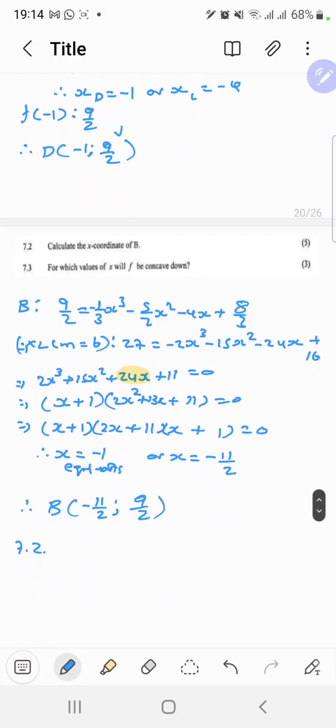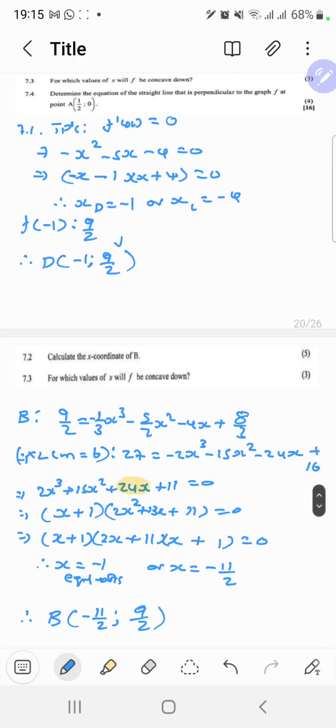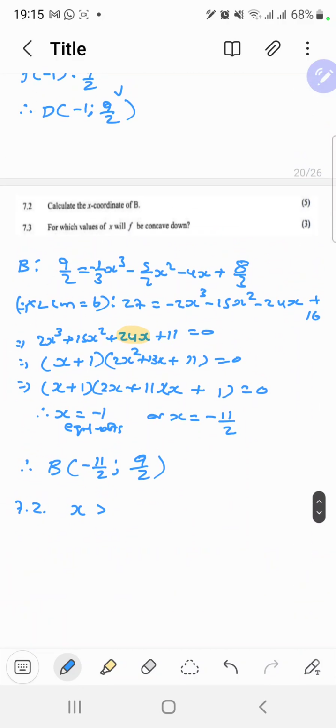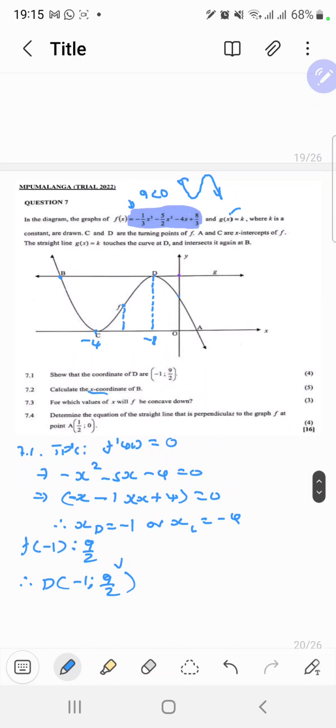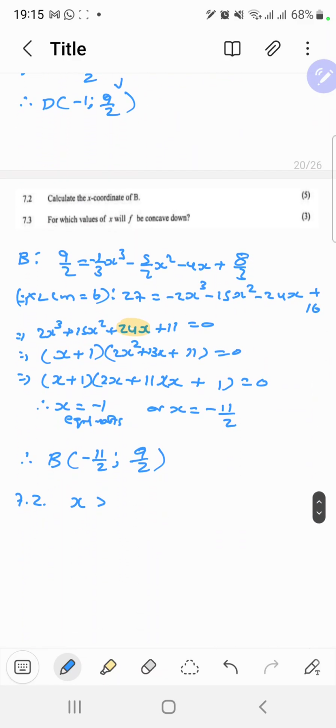Okay, so this is fine. You can just use the graph here and say x must be, remember for concave down, actually it must be greater than the x at C plus x at D over 2, which implies that x must be greater than x at C is -4 plus -1 over 2. Therefore, x must be greater than -5/2.